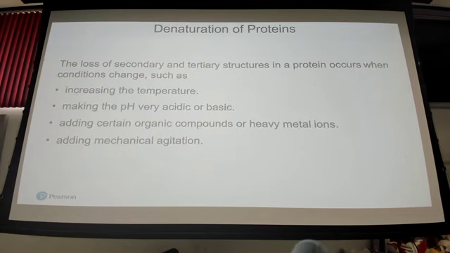All right, we talked about what denatures a protein. Increasing temperatures to above what? 50 degrees Celsius, yeah. What's an example of an organic compound or heavy metal? Mercury, silver, lead. Organic compound? Alcohol, yep, isopropyl alcohol as well.